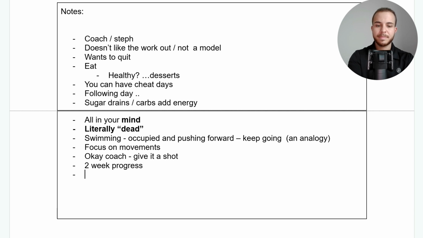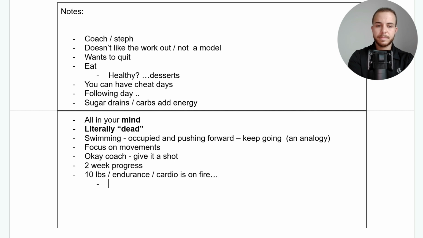Okay, I have your 2-week progress here. Looks like your weights have increased by 10 pounds. Your endurance has gotten better. Your cardio is on fire right now, completely blowing away my mediocre expectations. But look at your muscle tone. Look at your right arm, for example. Can you see those veins? What veins? You see what I mean?